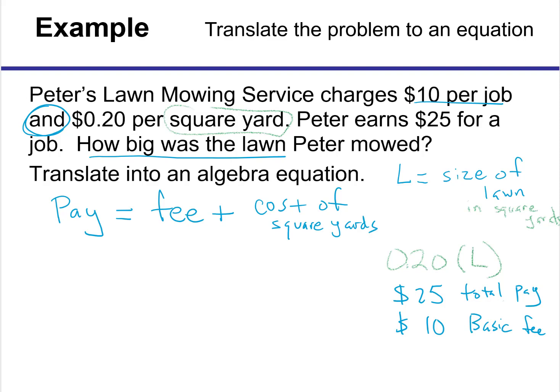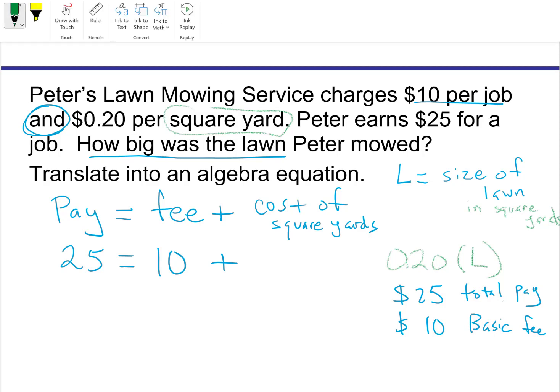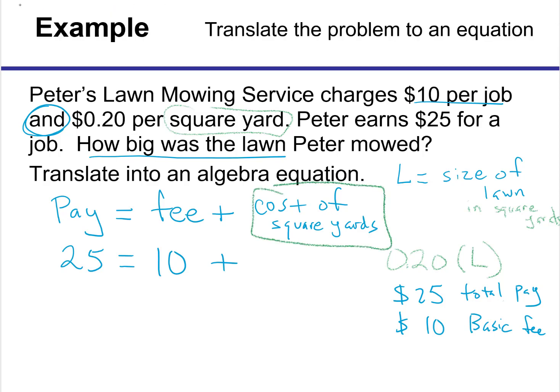Because we know the pay, he got $25. And we know the fee, he got $10. And the cost of the square yards. Now this is kind of like a hidden unknown, not quite, but there is some hidden math that we have to do here. Because I'm going to make it green because we're talking about the grass. How do we figure out the cost of the square yards?